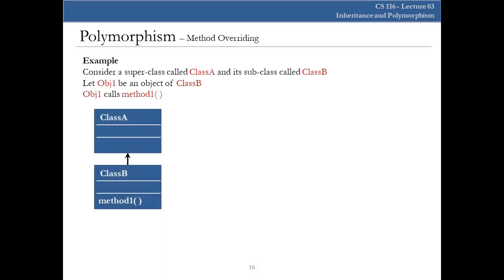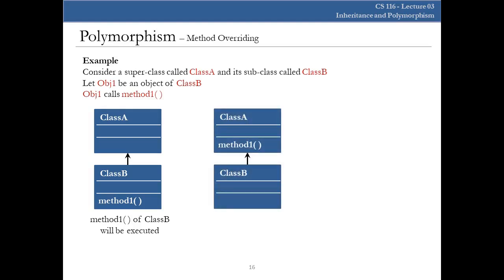This is the scenario that we just defined, class B inheriting from class A, and in this scenario method1 has been declared and defined in class B. Now if you call this method through that object obj1, then obviously since there is only one implementation of method1 and that is in class B, this method will be called.